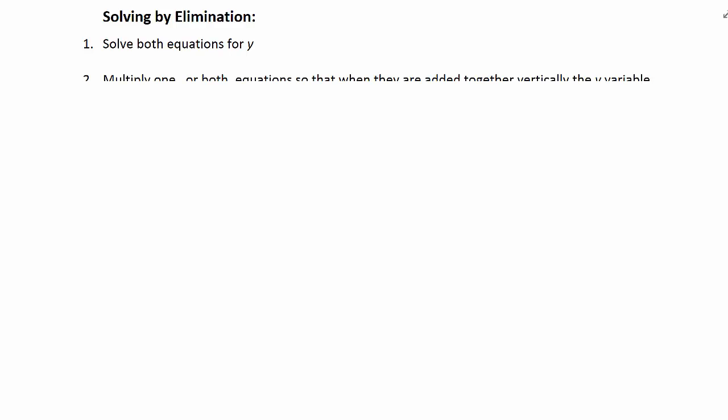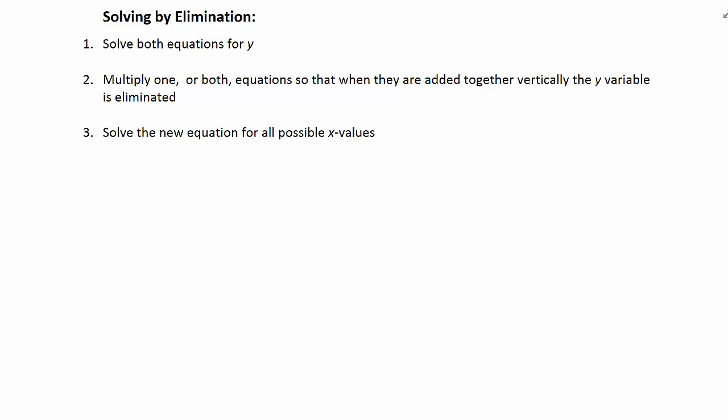The second method of solving that we have is solving by elimination. In this case, we solve both equations for y, or you could have it for 2y. I just want the y variable on one side of the equal sign and everything else on the other side. And then, if you recall from last year, we multiply one or maybe both of the equations so that when they're added together vertically, the y variable is eliminated. And we get a brand new equation from that addition. We take that new equation and we solve it for all possible x values. Once we've got those x values, we go back, we find the corresponding y values, check, state solutions.